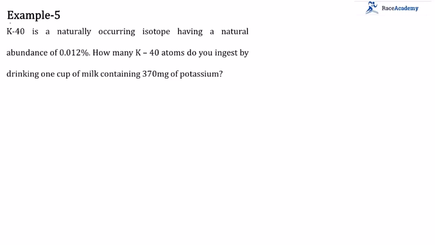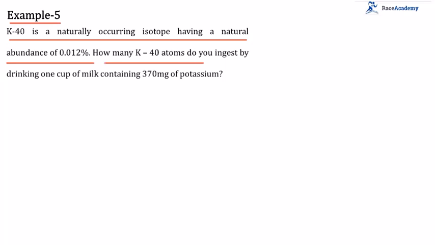Problem number 5. So this is example number 5. They are giving that potassium 40 is a naturally occurring isotope having a natural abundance of 0.012 percent. Then how many potassium 40 atoms do you ingest by drinking 1 cup of milk containing 370 milligrams of potassium? Very good question. Here one hint they are giving, that is potassium 40, 0.012 is the abundance given.